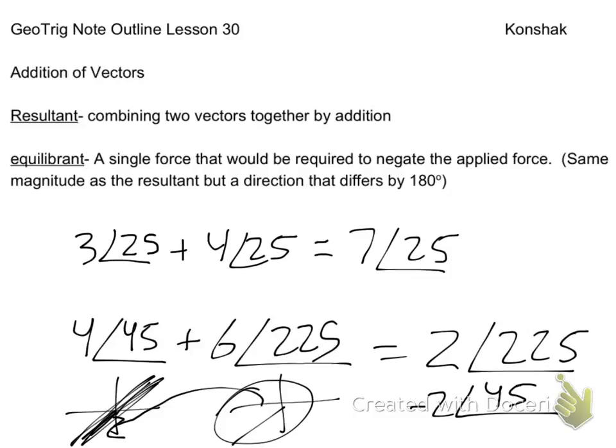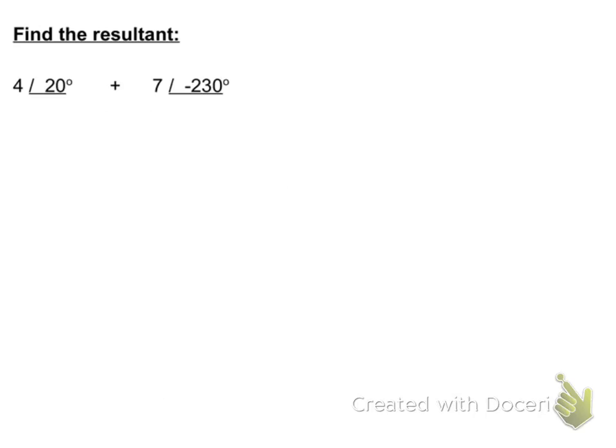Okay? So, let's start off with these ones here. Find the resultant. 4 at 20 degrees plus 7 at negative 2/3. So the first thing you probably are going to check, bless you, is: do they differ by 180 degrees?